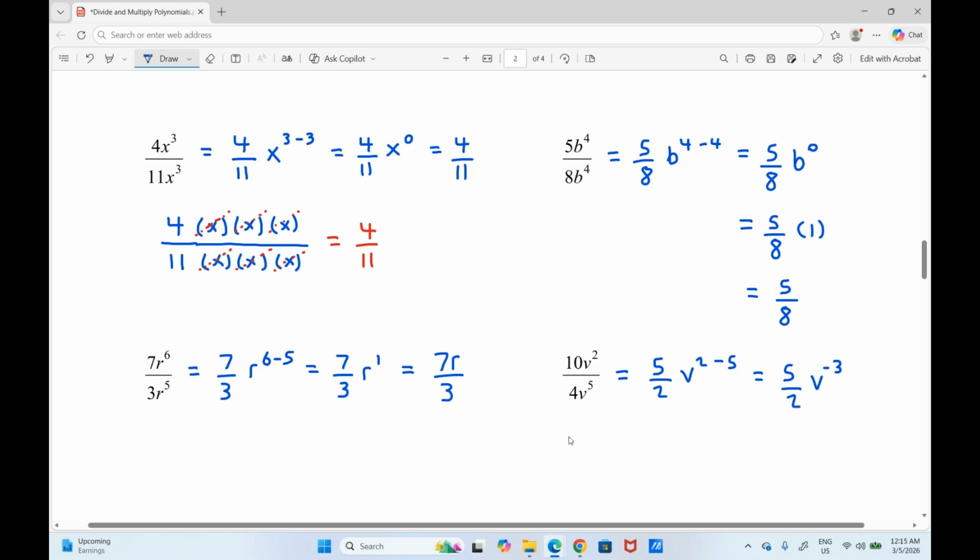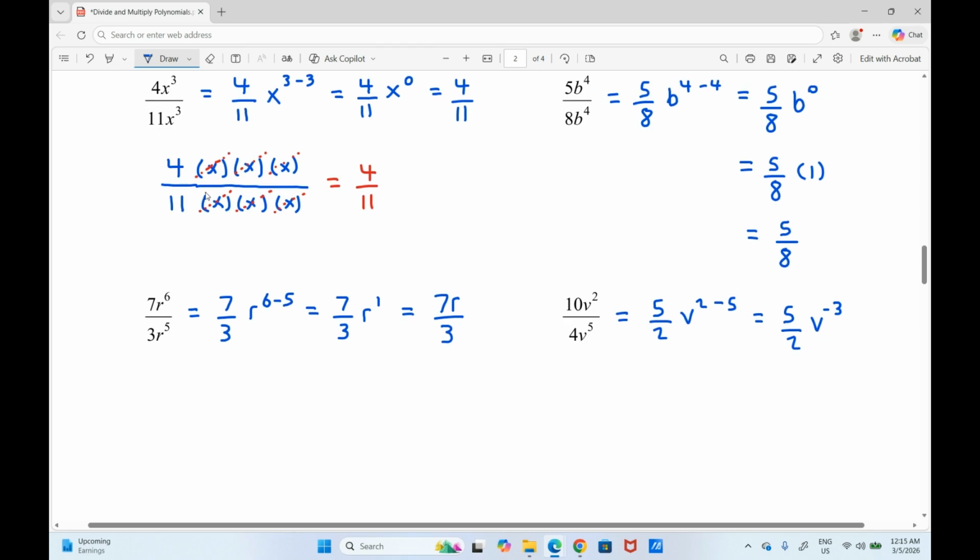Another way of looking at this is kind of what I did up here when I expanded the exponents, the power. So here I have 10. Because it's v to the exponent of 2, I can write v twice. So I have 10 times v times v. However, on the bottom, because I have v to the exponent of 5, I can expand that out and write v 5 times.